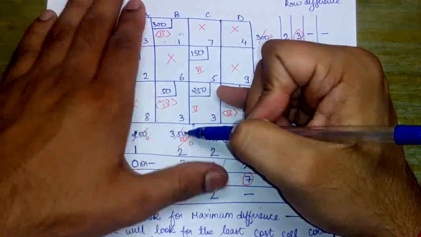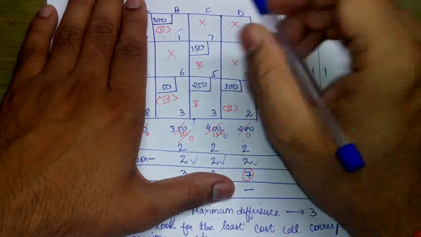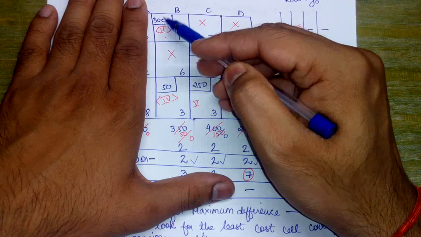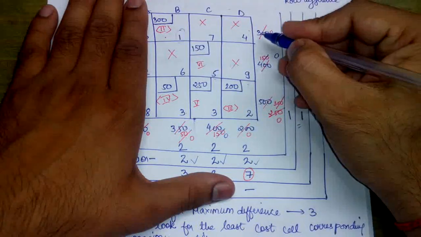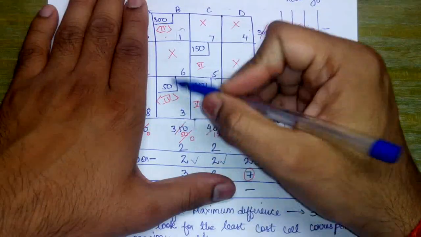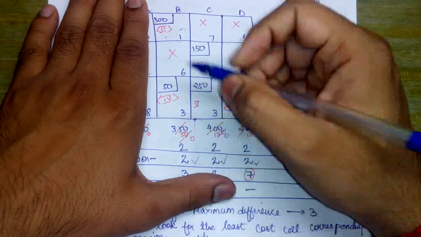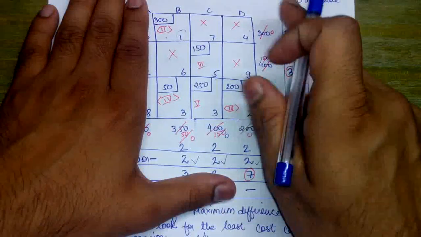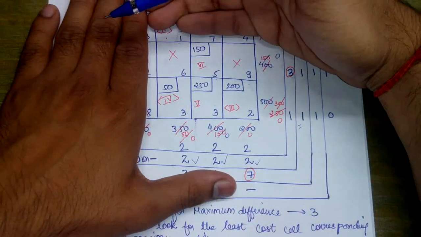Demand is 350 and the supply is only 300. So we are going to allocate only 300 here. So 300 allocation done here. So 300 minus 300 becomes 0, and 350 minus 300 is 50. So now since this is completely exhausted, we will leave out this.